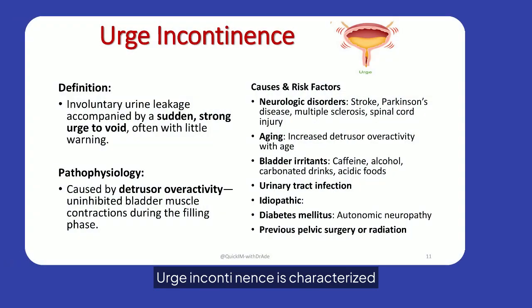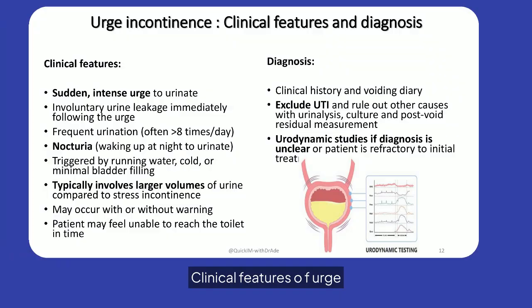Urge incontinence is characterized by involuntary leakage accompanied by a sudden, strong urge to void. Causes include neurologic disorders, aging, bladder irritants, and urinary tract infections, leading to detrusor overactivity. Clinical features of urge incontinence include a sudden urge to urinate, frequent urination, and nocturia.